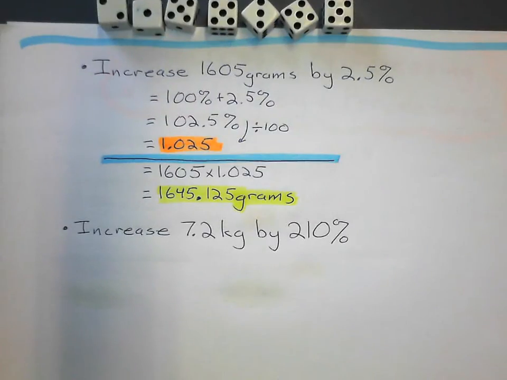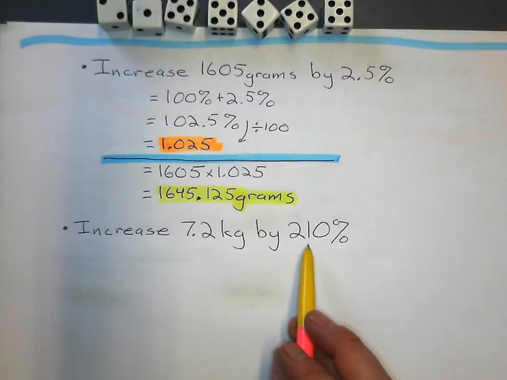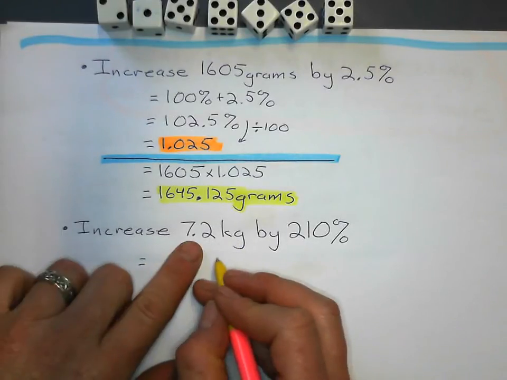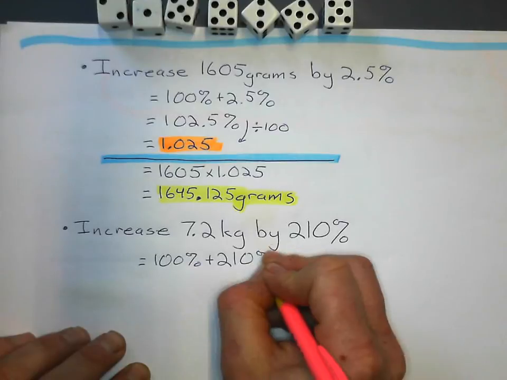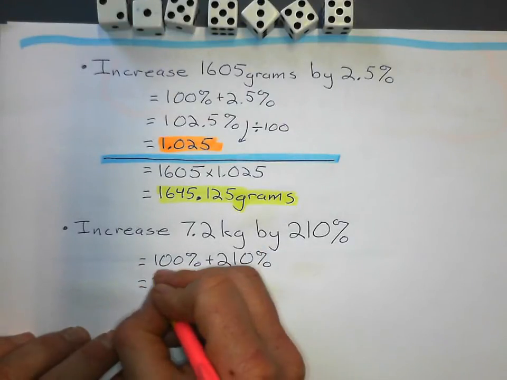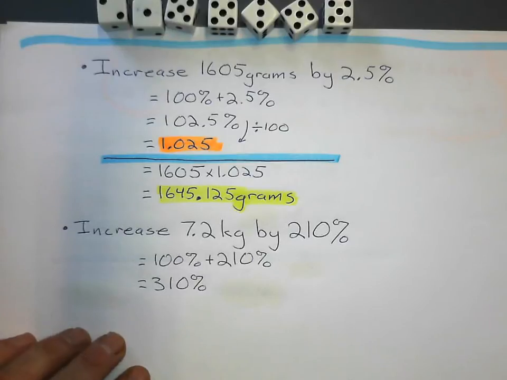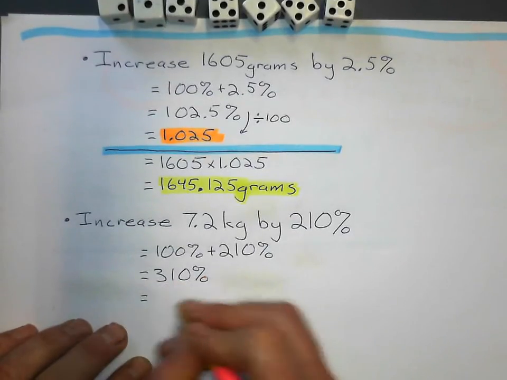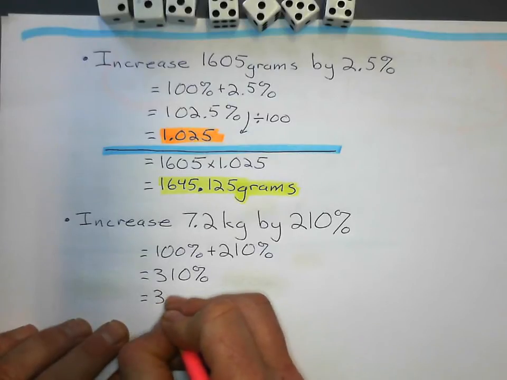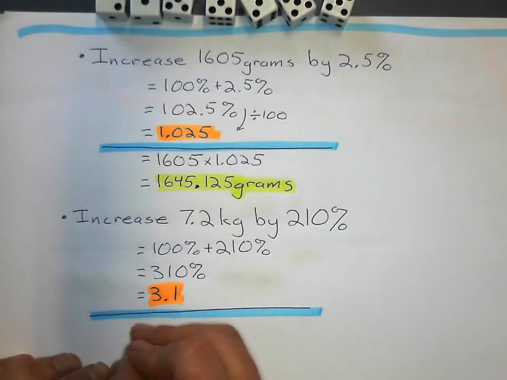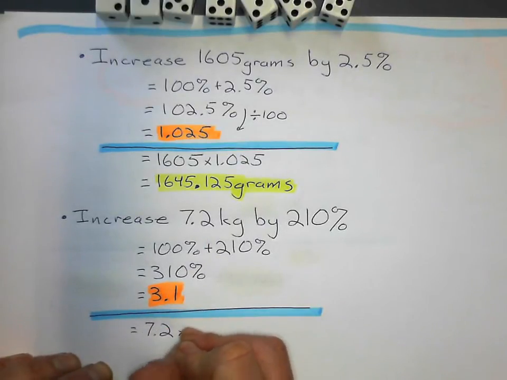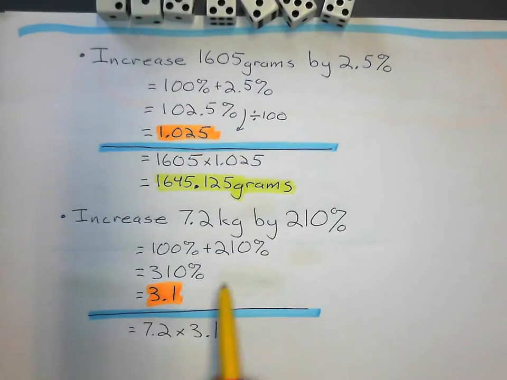Okay, let's get a bigger percent increase. We can increase things by more than 100%. No problem. That just means it's more than doubled. So an increase of 210%. What does that mean? Well, the original is still 100%. It always will be. And we're adding on 210%. So that's a whopping 310%. Change that to a decimal, which means divide by 100, and 3.1 is my multiplier. So original amount, 7.2, times 3.1 is increasing it by 210%.